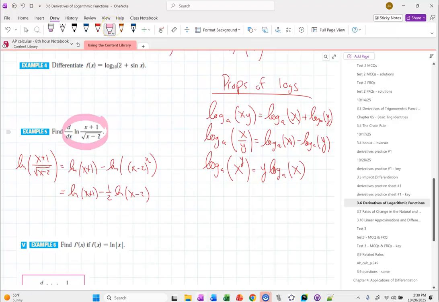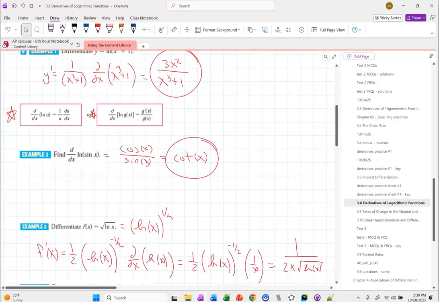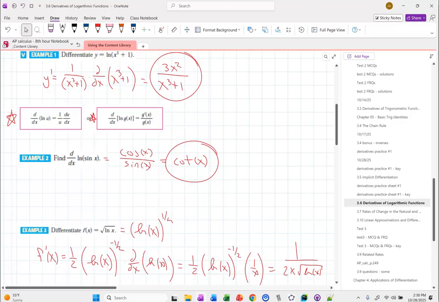Now, given the choice, would I rather differentiate this or this? Give me the second one every single day of the week. Boy, that's so much simpler, right? That's just going to be, yeah, this chain and log rule together. So derivative of the inside over the inside.